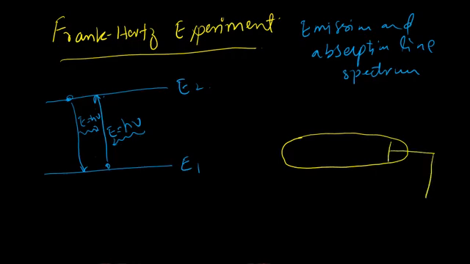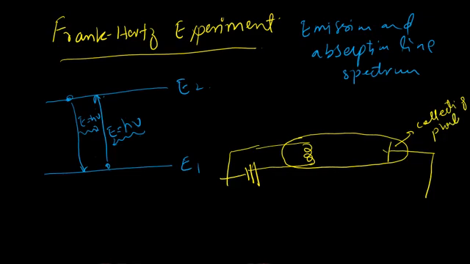There were two plates. This was the filament, and here this was the collecting plate. This plate is called the collecting plate. So this was the source of electrons. These can be thermal electrons, emitted by thermionic emission.